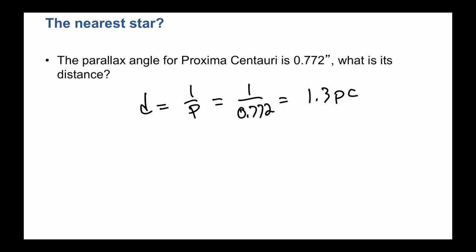So no star in the sky has a parallax angle of more than an arcsecond, and no star in the sky is closer to us, besides the sun, than 1.3 parsecs. That's the closest one to us. All other stars in the sky have smaller parallax angles and larger distances.